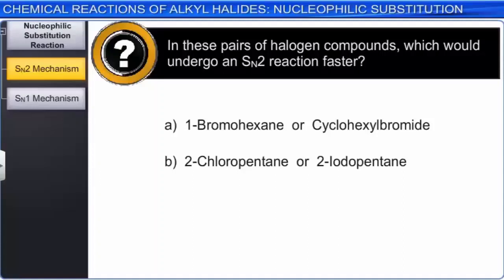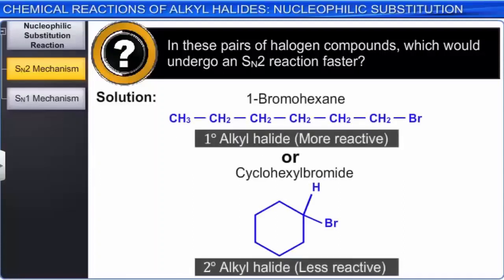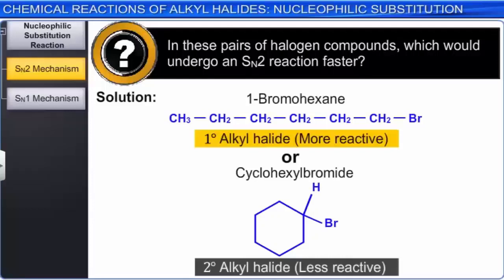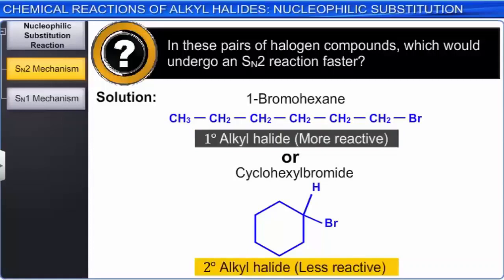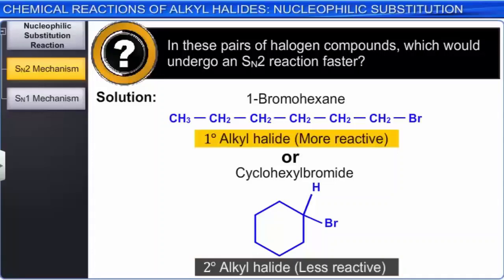Let's start by drawing out the structures. For the first pair, 1-bromohexane is a primary alkyl halide, and cyclohexyl bromide is a secondary alkyl halide. We expect 1-bromohexane, then, to be more reactive and react more quickly.